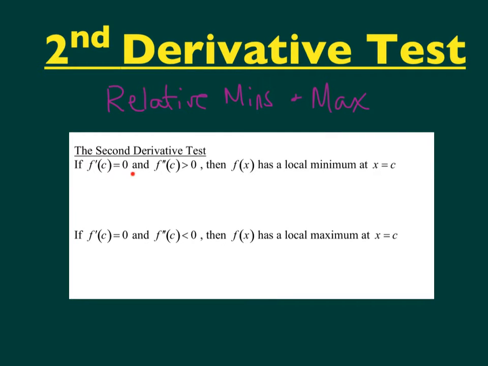It says, first of all, if f prime of c is equal to 0, so if the derivative at a given input is equal to 0, and the second derivative at that same x value is positive, then f of x has a local minimum at x equals c. If f prime of c is equal to 0, and the second derivative at that same x value is less than 0, then f of x has a local max at x equals c.